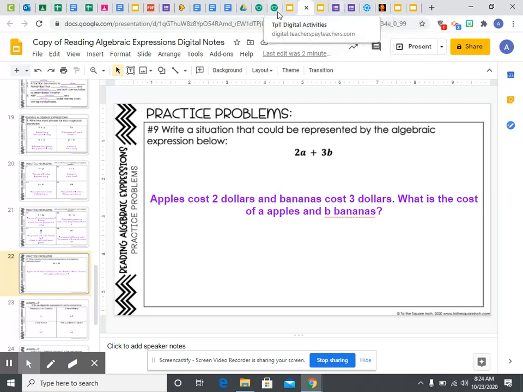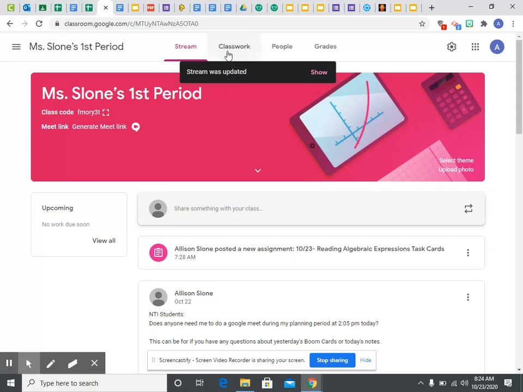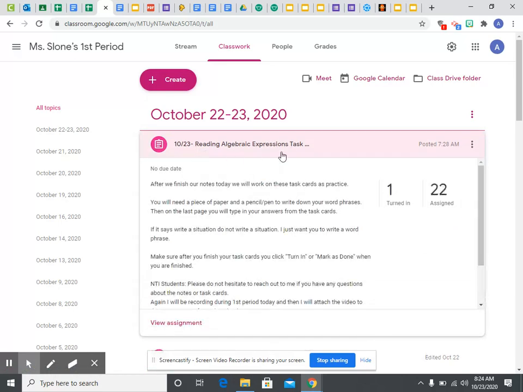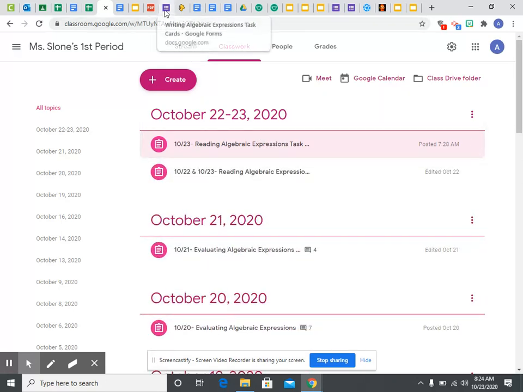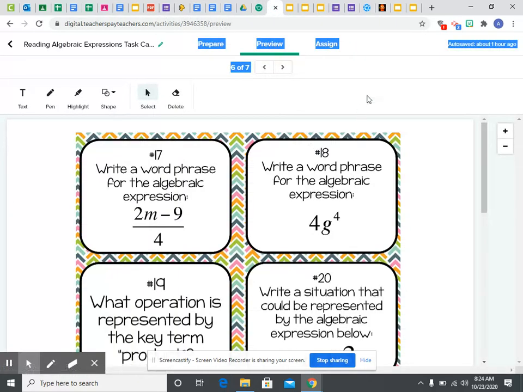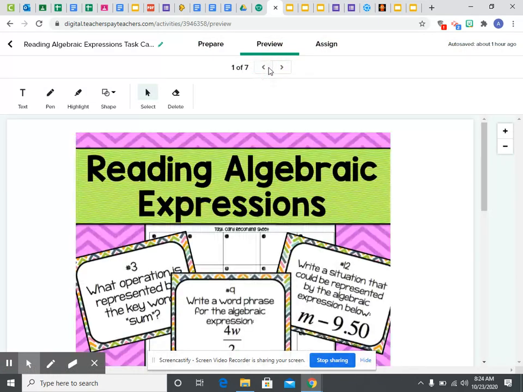So head on over to task cards. You'll go to classwork, and then under October 22nd through 23rd, the assignment I have is 1023, reading task cards. So in the task cards, I gotta pull it up. All right, so when you log in, do it the same way we did the task cards before. You'll log in with your Google account and make sure you put your first and last name when it asks you to type a name.